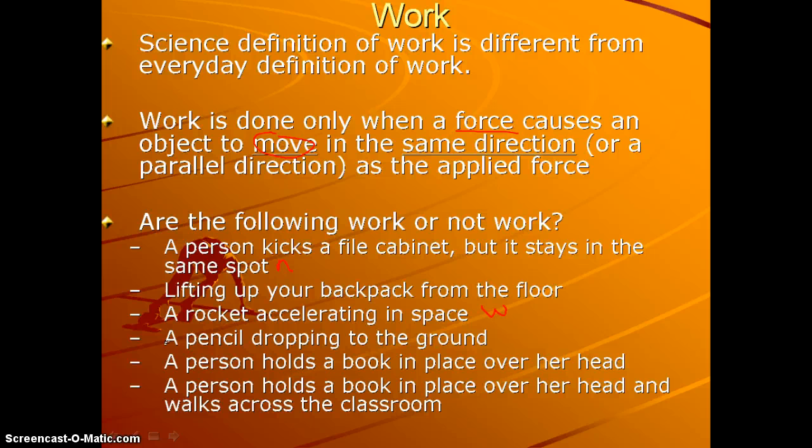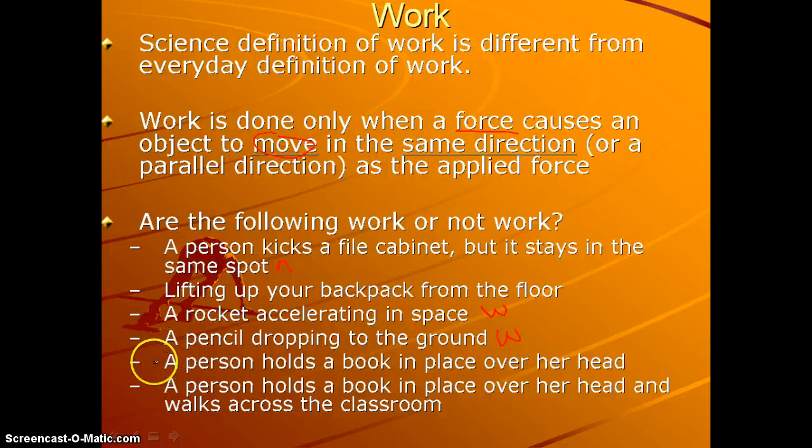Alright, this example. A pencil dropping to the ground. This would be work. Think about what force is acting on the pencil. If you said gravity, you are right. So gravity is causing the pencil to go to the ground. So a force is causing the object to move in the same direction as the applied force. So this would be work. Just a reminder, guys, you should be copying down these examples and writing down the answers in your notes.